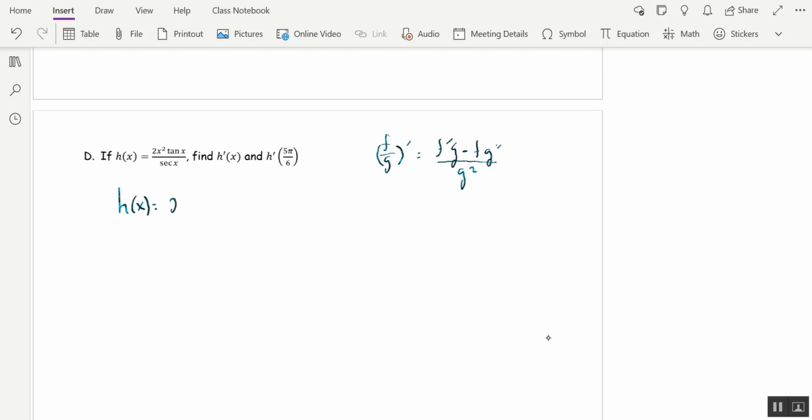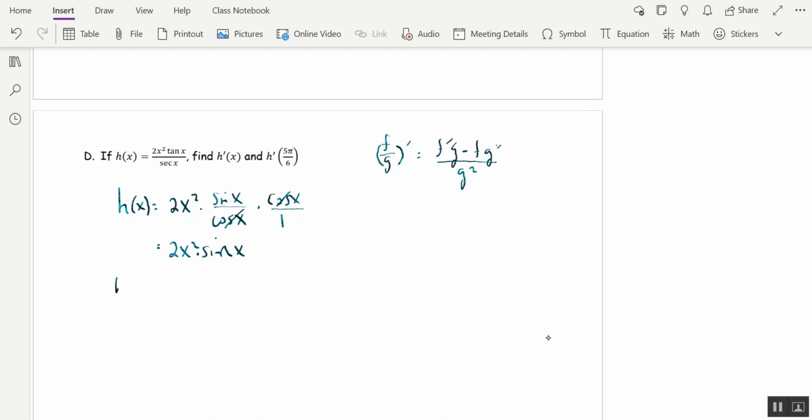H of x is 2x squared. Tangent is sine x over cosine x. And I'm dividing by secant, which is 1 over cosine. So that means I'm multiplying by the reciprocal, cosine x over 1. Those cosines cancel, and I get 2x squared sine x. Now that's a lot easier. I can just use the product rule on that to find the derivative.